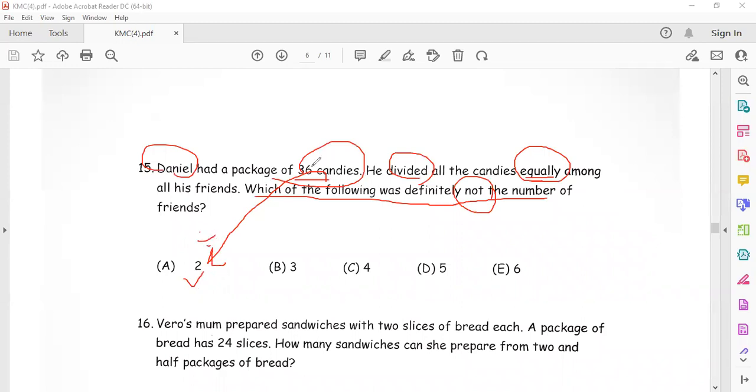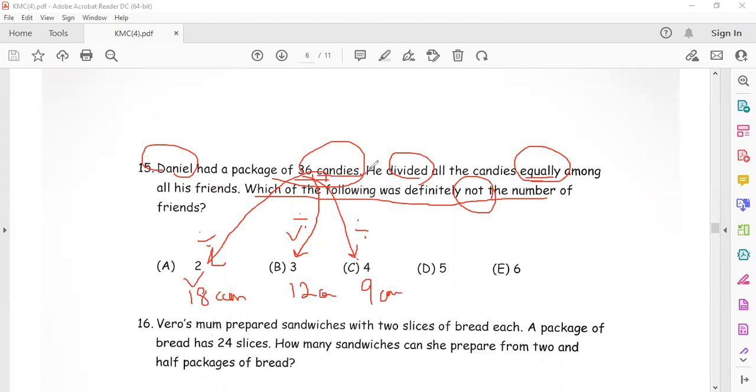In other words, if Daniel had 2 friends, could his 36 candies be divided equally with 2 friends? Yes. You divide it and each would have 18 candies each. Now, if Daniel had 3 friends, could he take his 36 and divide among his 3 friends? Yes. Everybody will get 12 candies. Now, if he had 4 friends, 36 divided by 4, that's also possible. Each person would get 9 candies.